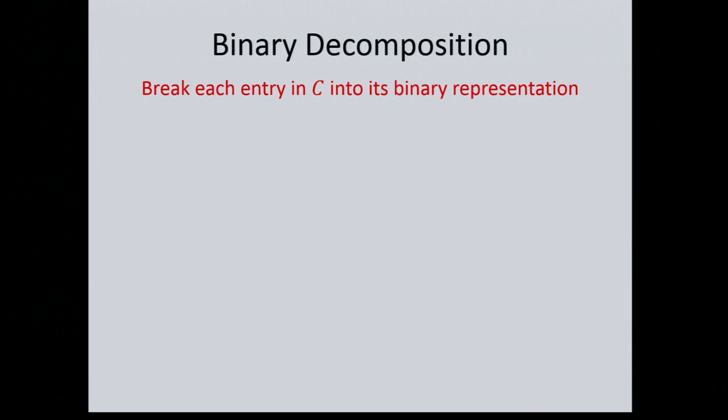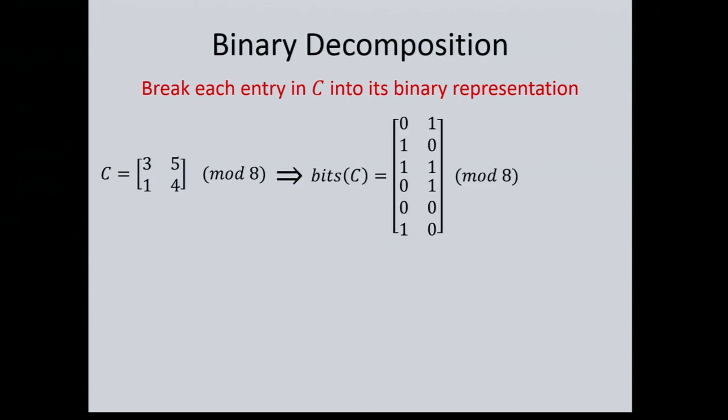We're going to take this ciphertext matrix that we started with, and break each of its entries into its binary representation. So let's take an example. Thinking about the matrix 3, 5, 1, 4 mod 8. The binary decomposition of this matrix: 3 is just 0, 1, 1, 1 is 0, 0, 1, 5 is 1, 0, 1, and 4 is 1, 0, 0. Done, I got a matrix. It's kind of bigger, or taller, than the original matrix, but maybe that's okay. And it only has small entries. So this is what we wanted.